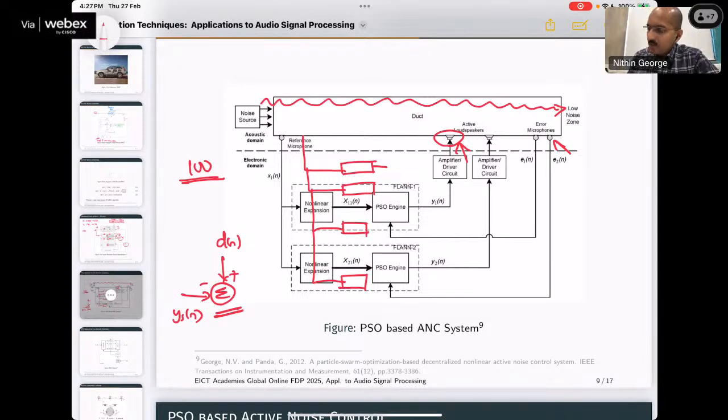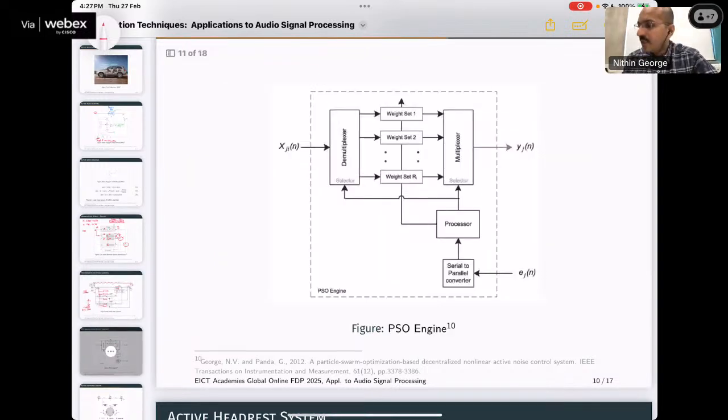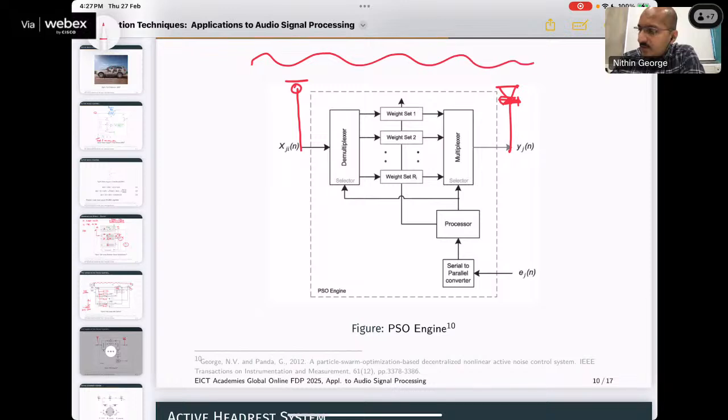Okay. So one possible solution to this problem is that I could use a system like this. What is this system? This input is coming from the mic. This output is going through the loudspeaker. And some sound is going from here to here. So what I do is I take a set of inputs which are coming from here.